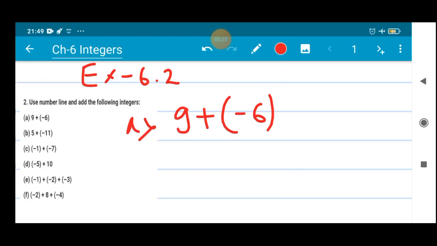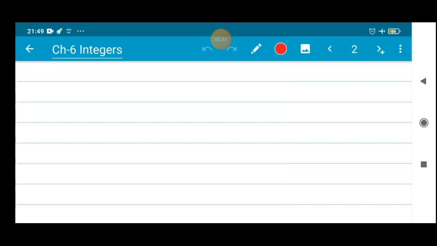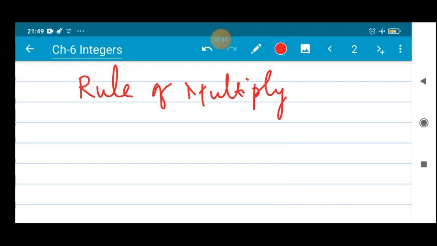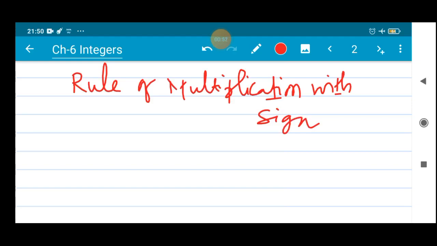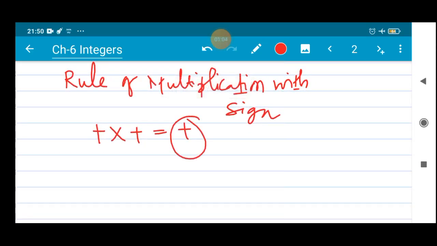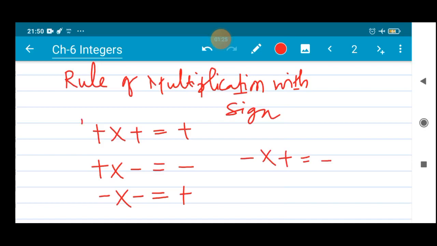Before starting this, I'd like to give a brief introduction of the rule of multiplication with sign, that is plus into minus, minus into plus, or minus into minus. What will be the result, that we are going to learn today. Plus into plus, you all know that it is plus. Whenever we are adding something, of course the result is increased, that is addition. Plus into minus is equal to minus. Whenever something is withdrawn, then the result is reduced, that is plus into minus is minus. Minus into minus is equal to plus, and similarly minus into plus is equal to minus. So this is the basic rule.